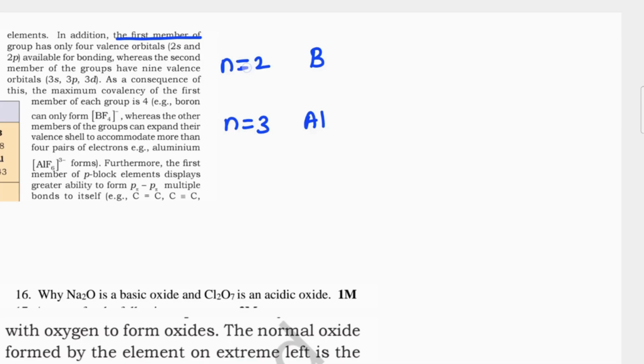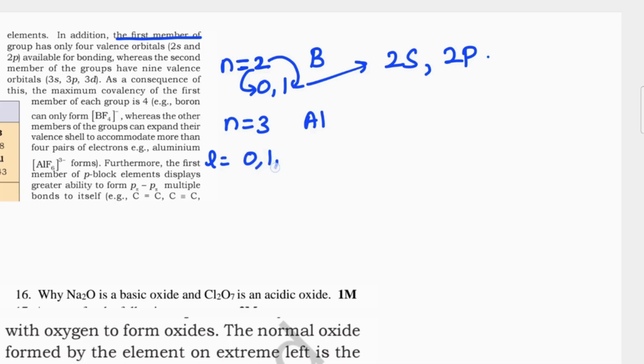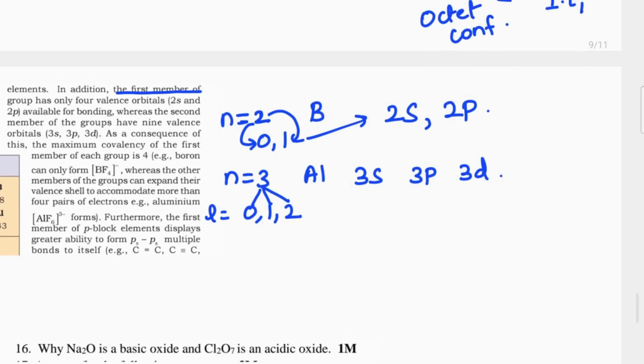If the principal quantum number is 2, the possible azimuthal quantum numbers are 0 and 1. So 2s is possible and 2p is possible. And if n is equal to 3, the azimuthal quantum numbers are 0, 1 and 2. So 3s, 3p and 3d, these three are possible. So now you read this statement.